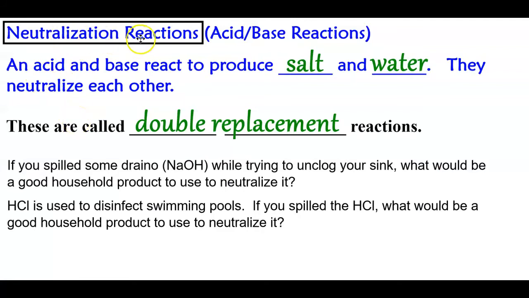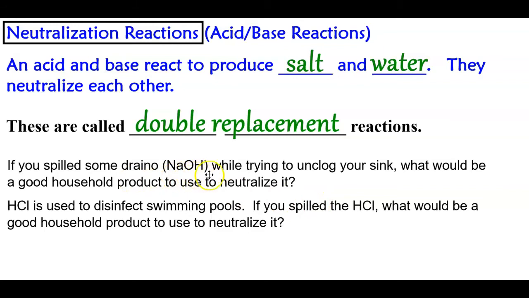Now let's talk about neutralization reactions, which are acid-base reactions. An acid and a base react to produce a salt and water, which means they neutralize each other because salt and water are both neutral, as opposed to an acid having a pH less than 7, a base having a pH greater than 7. Well, now you have something that is pH equals 7, neutral, when you put them with each other. So it's like an acid cancels out a base. These are called double replacement reactions. So all neutralization reactions are acid-base reactions, and they are double replacement reactions. But just remember, not all double replacement reactions are neutralization reactions.